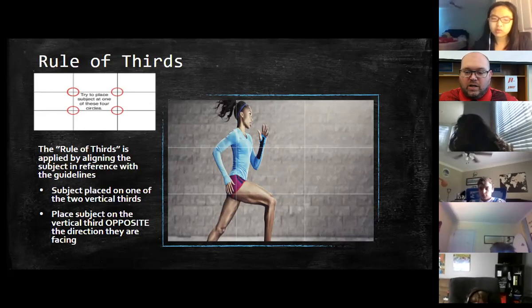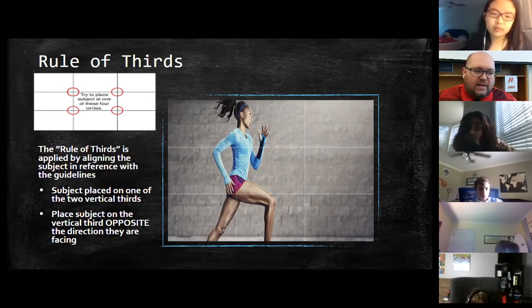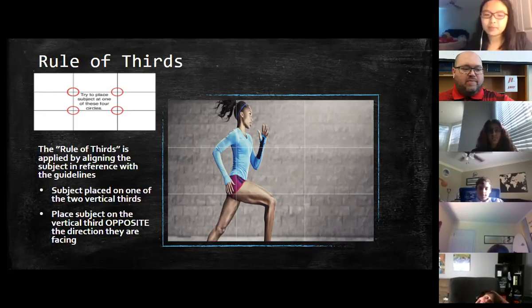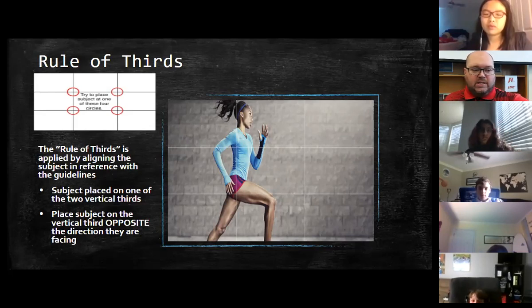I'm sorry, your microphone cut out there. The athlete. Outstanding, good, the athlete. So she is our subject. Now, the rule of thirds is simple. Can you guys see those faint lines that are drawn across the picture?